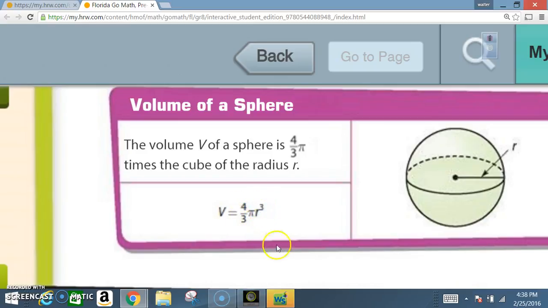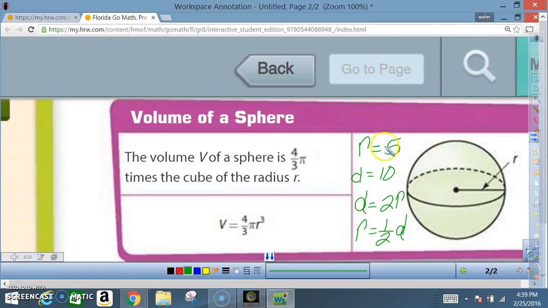That's the radius. Now let's take a look at this diagram right here. You see how it makes a circle? Even though it's a sphere because it's three-dimensional, it makes a circle. When you go halfway across a circle, that is called the radius. All the way across the circle is the diameter.